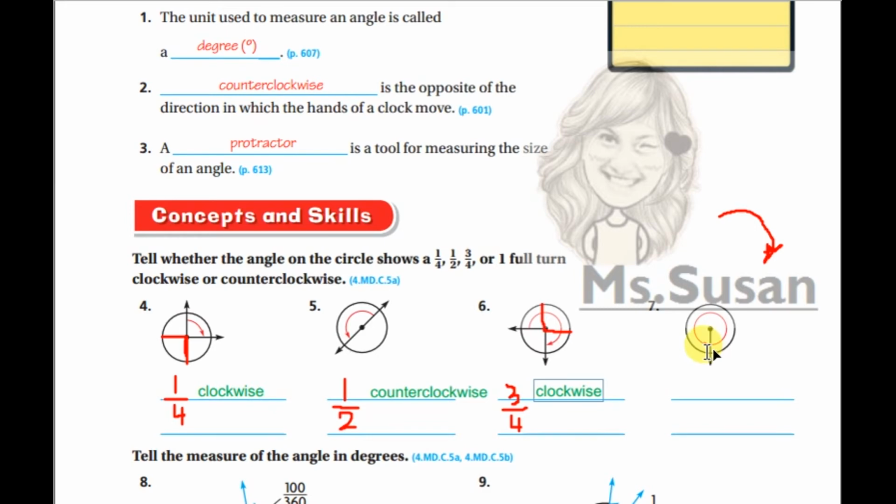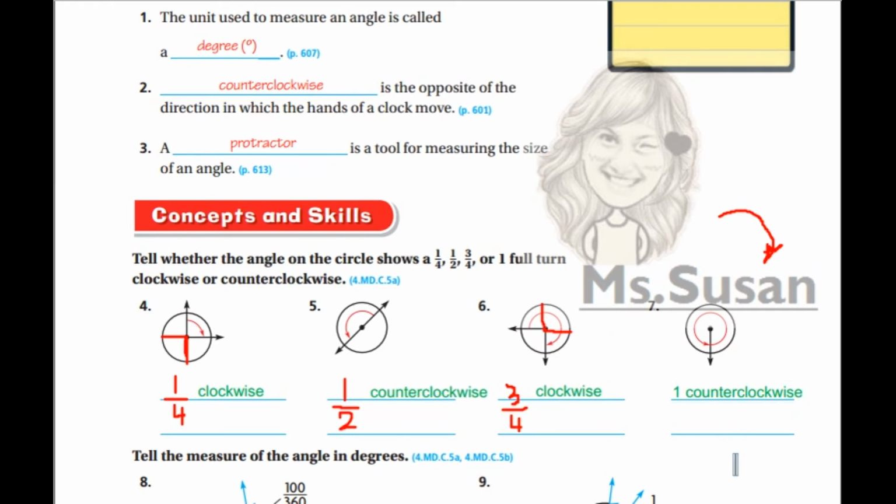The last one. Look here with me. All the shape is covered with the direction. So this means a whole one, right? So in this case, I will write the last choice here, which is 1, and compare the direction. Is it the same direction as what I put up here? No. So it is counterclockwise. So in this case, I have 2 angles counterclockwise and 2 angles clockwise.